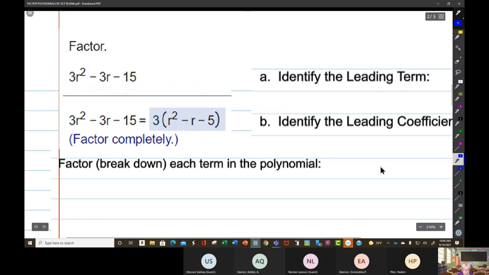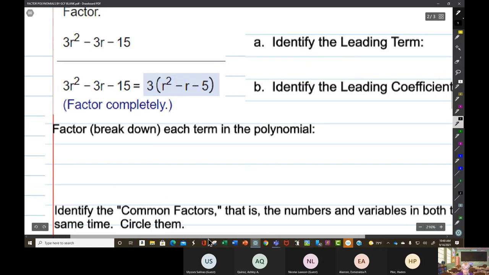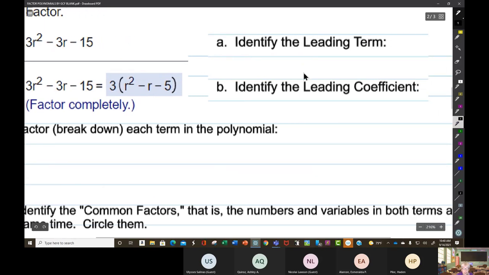Okay, we're going to break down each term in the polynomial. So 3r squared, oh, I didn't identify the leading term. You're going to see why I'm doing this in a minute, probably the next problem. The leading term is the highest degree term. Remember that the degree of this term is 2. The degree of this term is 1 because of the 1. And the degree of constants is 0.